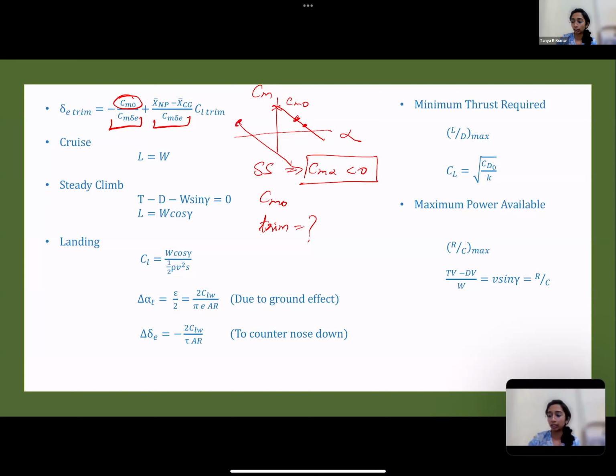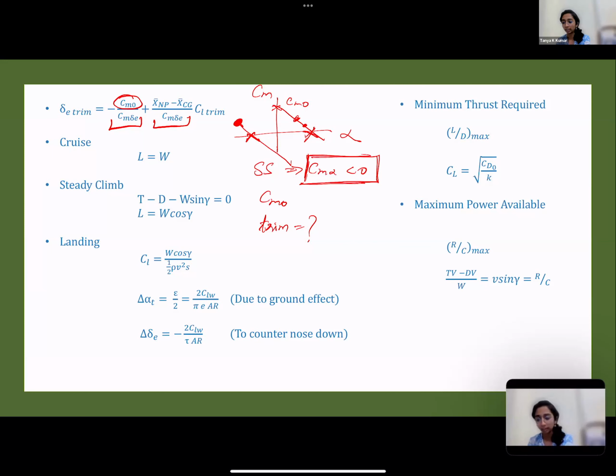If this were your graph, you would trim it here, right? That is trim. At that angle of attack your aircraft would trim, but that is a negative angle of attack, which is not desirable. We require it to trim at a positive angle of attack, which is why Cm naught is desired to be positive. It has nothing to do with stability. The only condition for stability is that Cm alpha should be less than 0. The slope has to be less than 0.